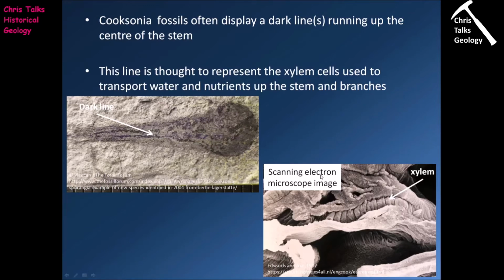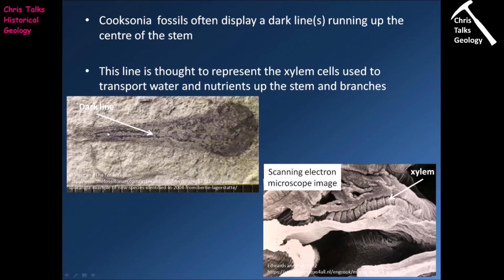So, Cooksonia fossils often display dark lines running up the centre of the stem, and we can see one right here. So here's a Cooksonia stem. Here's one of these spore-producing structures at the top, and you can actually see we have a dark line here, and we actually have a second one located right here.